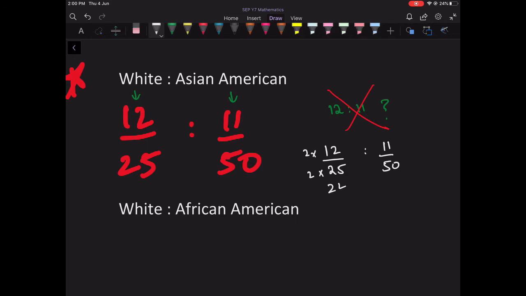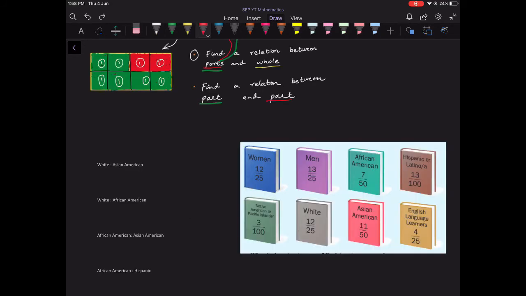Multiplying and dividing by 2 gives us 24/50 to 11/50. We can now cancel out the 50s on both sides of the ratio. That gives us 24:11, which is the correct ratio between white Americans and Asian Americans. Try the rest of the ratios on your own. Pause the video now.